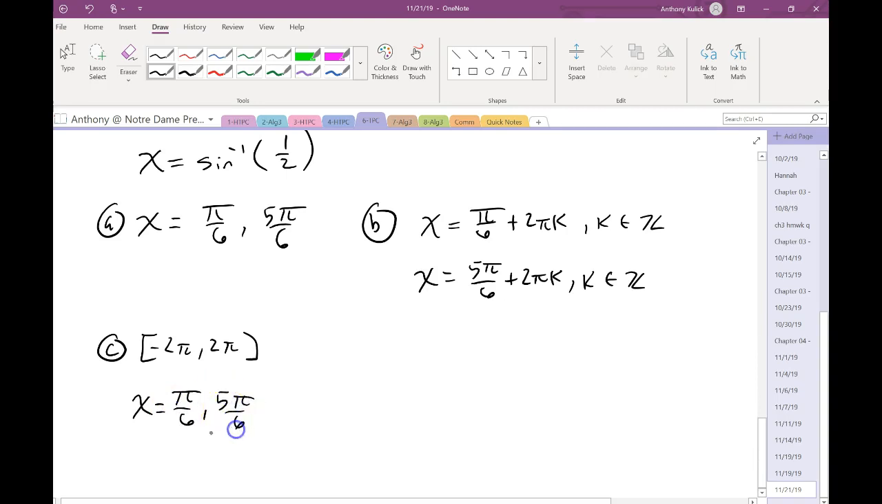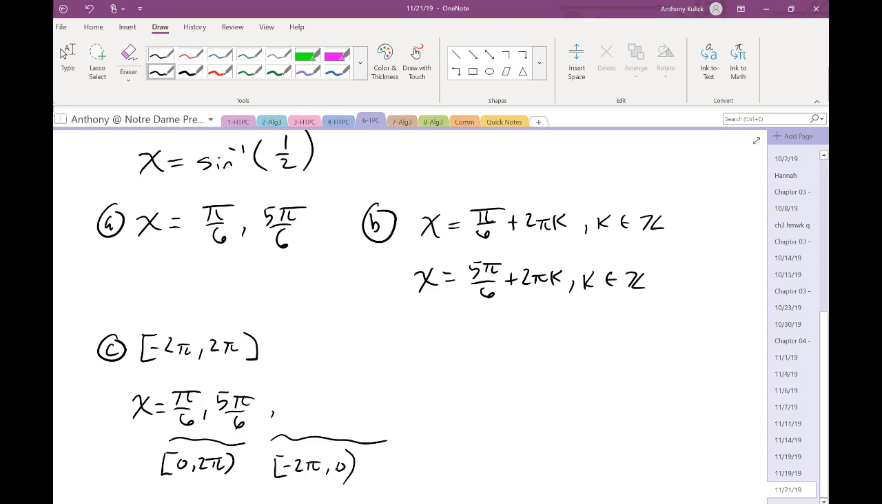We know our answers from part A are going to be there because those are the solutions on the interval from 0 to 2 pi, and that's a subinterval of negative 2 pi to 2 pi, right? Okay. What part do we still have to worry about, though? The negative part. Okay. So to get those negative answers, what are we going to do? Minus 2 pi from each of the previous two answers.